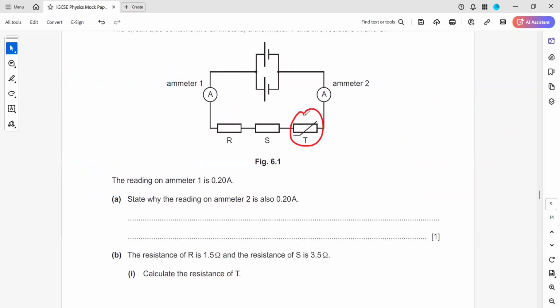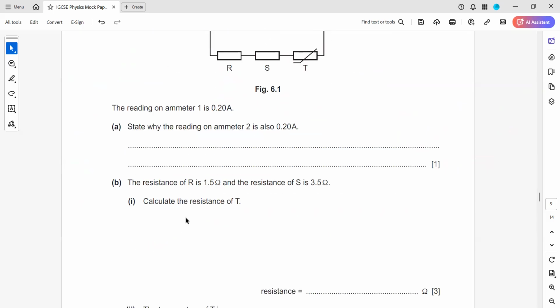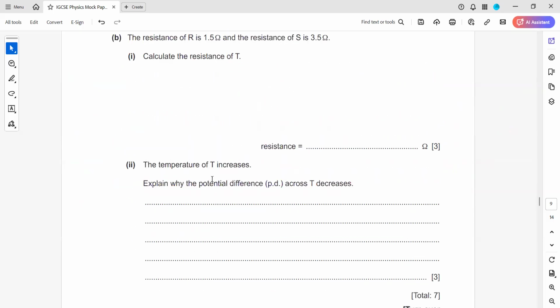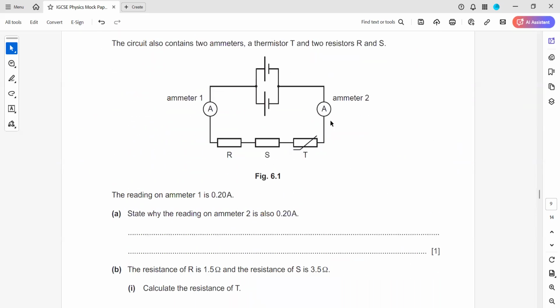And what is this T? This is a thermistor. Its resistance changes with temperature. Explain why, when the temperature of T increases, the potential across T decreases. For a thermistor, if we increase the temperature, what will happen to its resistance? The resistance of a thermistor will decrease. As the resistance of the thermistor decreases, the potential difference or voltage across the thermistor will also decrease.